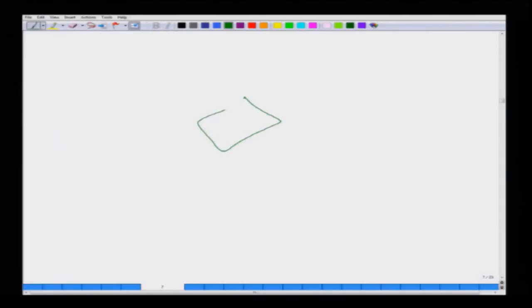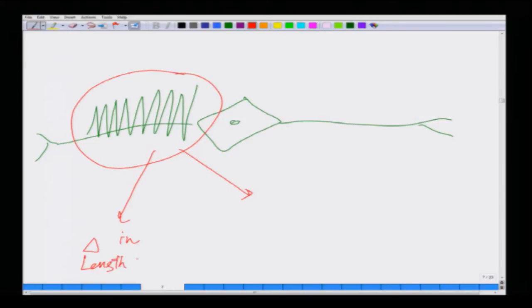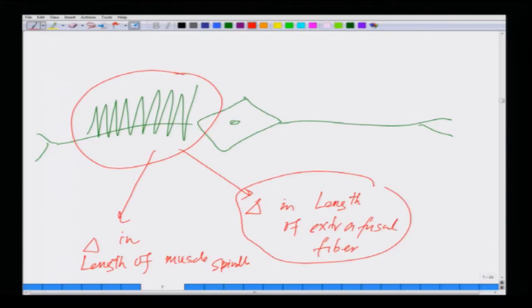Basically, what you will see in a patch clamp, if this is a sensory neuron, is something like this, that is it. Now, how from this can you deconvolute it back and tell that this component is saying the change in length of the muscle spindle, and this one the change in length of the extrafusal fiber? How? These are the questions, because that is what it will tell.